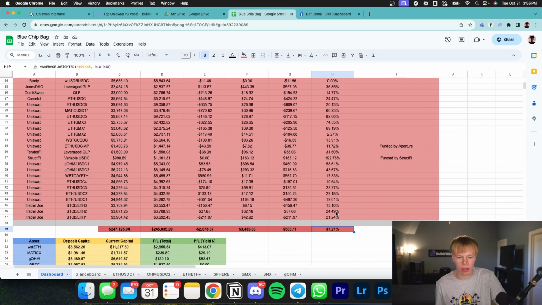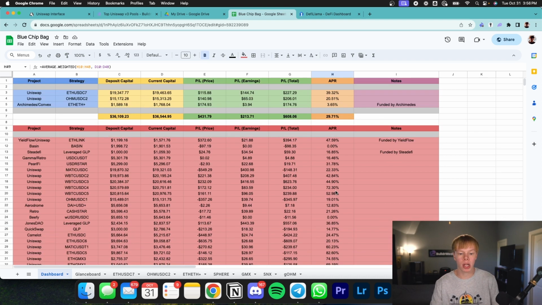Now, I will mention that you could do a lot better than 37%. I personally have clients that are doing 60 to 70% APRs. Once again, they are taking on higher risks. They are being more active than me. I personally like to let my capital do the work for me and be a little bit more passive, which is why I go with broader ranges, and I'd rather get something like 35% APR than 60% APR, where I have to actively manage that a ton.